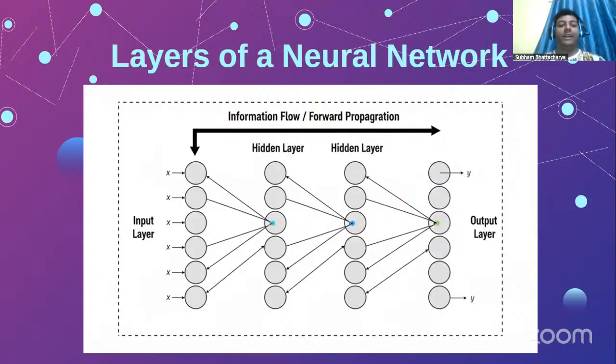Here are the input layers. We enter the data from here in the input layer. The hidden layers are basically the layers which mainly do the work, and the output layer gives the output. The input always comes with the variable X and the output with the variable Y.